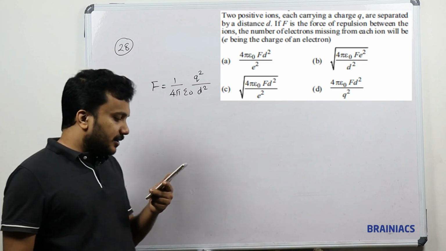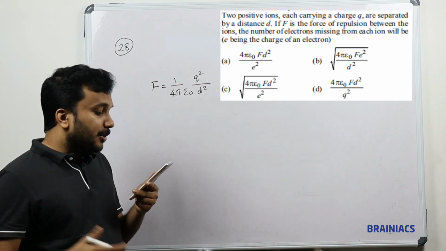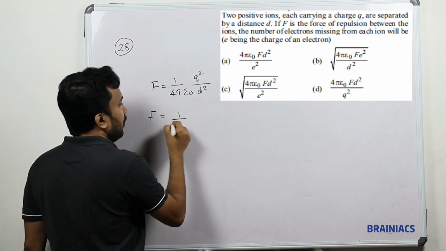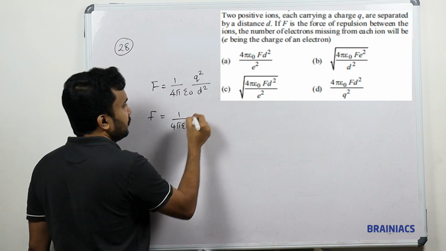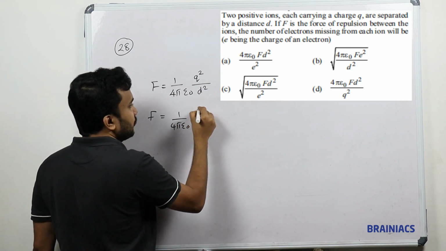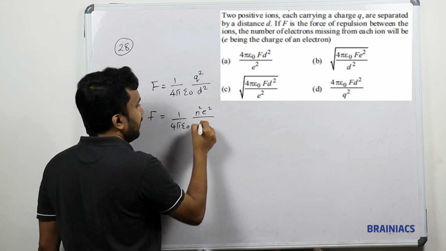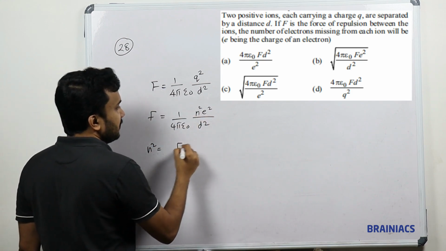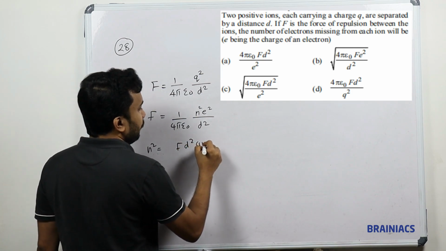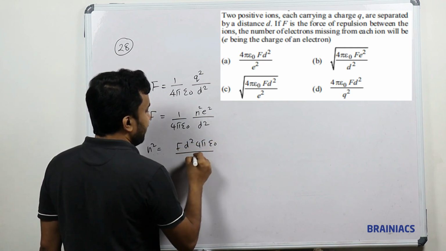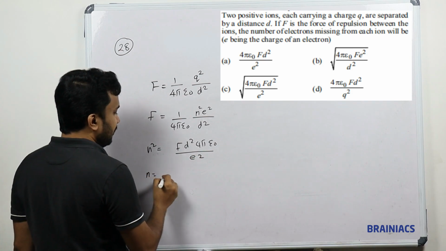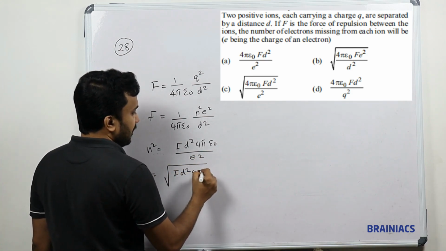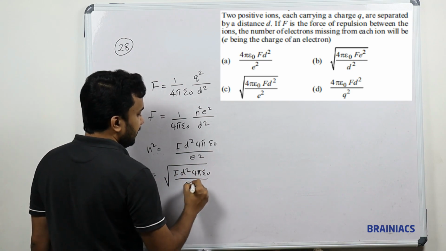Now what are they asking? They are asking the number of electrons. So how to get the number? You know, Q = ne. So F = n square e square divided by 4 pi epsilon 0 d square. n we have to find out. First we find n square: n square = F d square 4 pi epsilon 0 whole divided by e square. So n will be the root of F d square 4 pi epsilon 0 divided by e square.